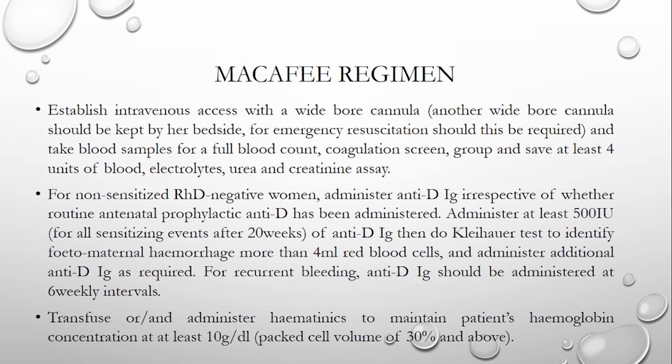We may need to transfuse if the packed cell volume is low, less than 30%, or at least administer hematinics to maintain the patient's hemoglobin concentration above 10 grams per deciliter.